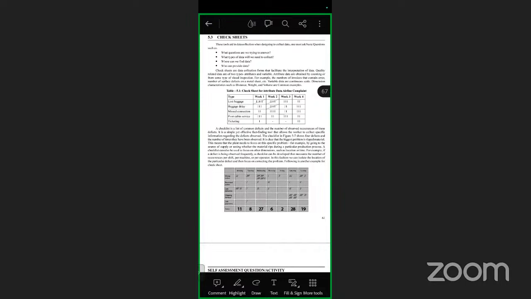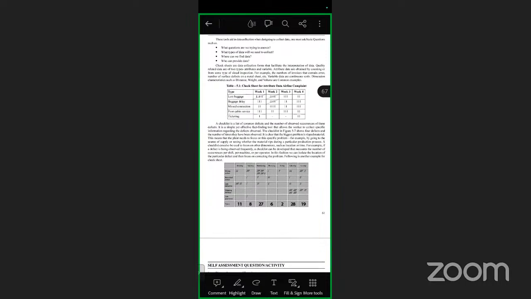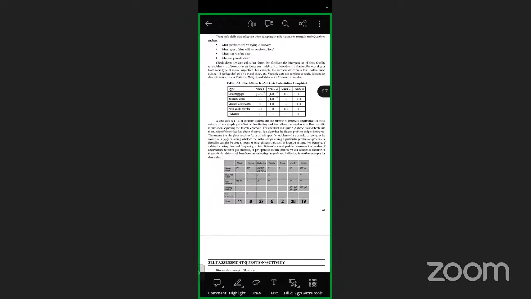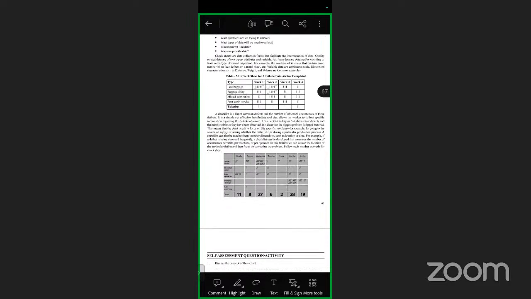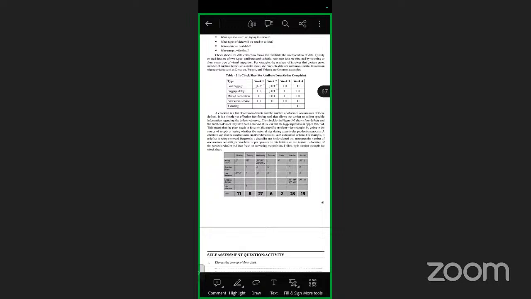Now the checklist data form facilitates the interpretation of the data. We are going to interpret the data. There are types of attribute availability, and attribute data is obtained by counting from some type of visual inspection, such as number of invoice or container errors, and characteristics such as distance, weight, volume are common examples. Now here we'll talk about a checklist for attribute data, airline complaints.